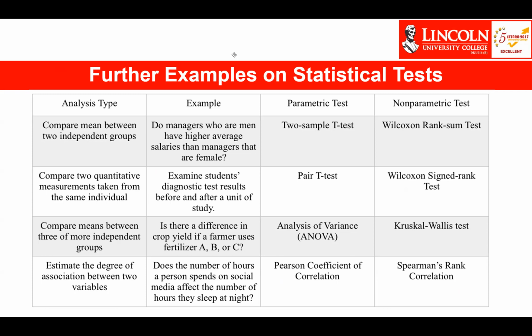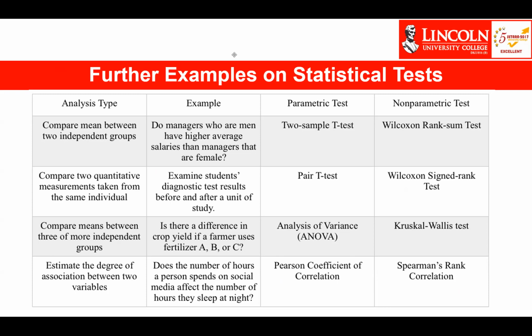If your scenario is that we're trying to compare means between 3 or more independent groups, okay, for example, is there a difference in crop yield if a farmer uses fertilizer A, B, or C? Then for parametric tests, you can use analysis of variance, which is ANOVA. For non-parametric tests, you can use Kruskal-Wallis test.